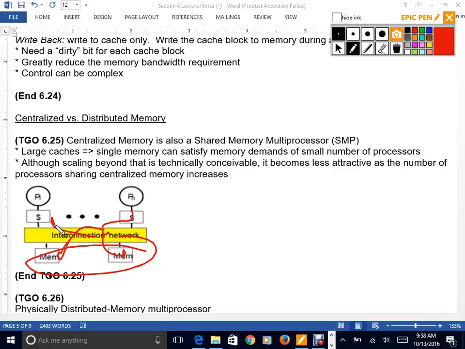And one of the reasons why I use write through for centralized memory is because of this little note that I have here about scaling beyond that is technically conceivable. What ends up happening is you have this one centralized memory that's dealing with dozens or hundreds of processors. It becomes less attractive as the number of processors sharing centralized memory increases. So if you have a dual core or a quad core, write through is the more attractive option.